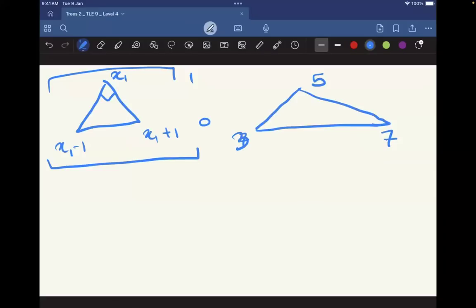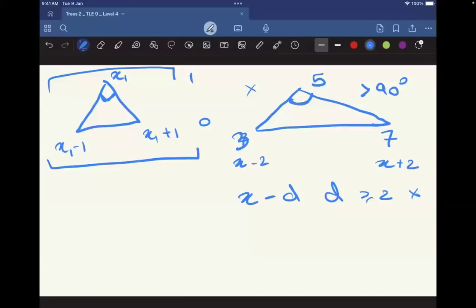I'll tell you a basic fact. If x minus 1 and x plus 1 is giving you 90 degrees, do you agree that when I stretch this to x minus 2 and x plus 2, this right here would be greater than 90 degrees? Yes or no? Yes, the angle will expand. So for x minus d where d is greater than or equal to 2, it is not at all possible. Yes or no, guys? Tell me.